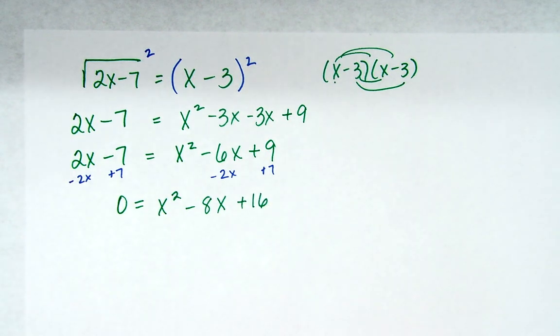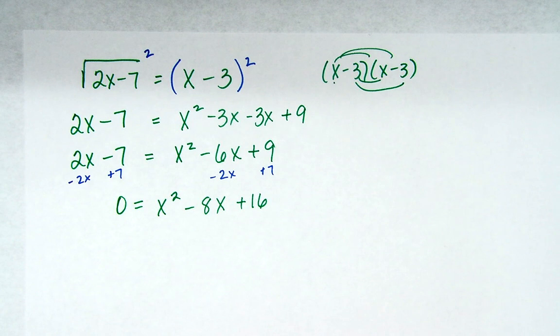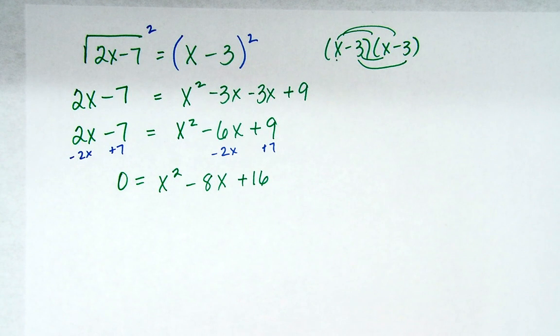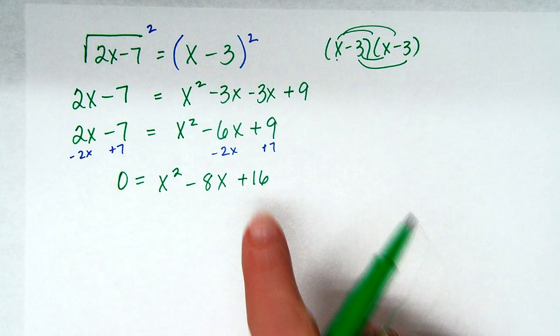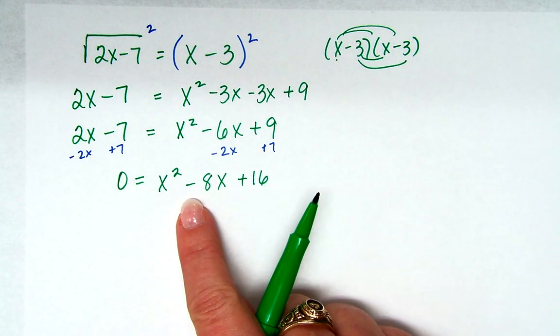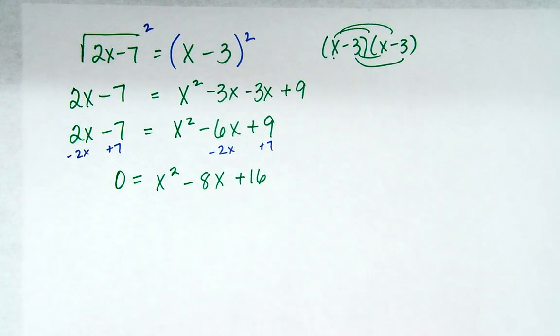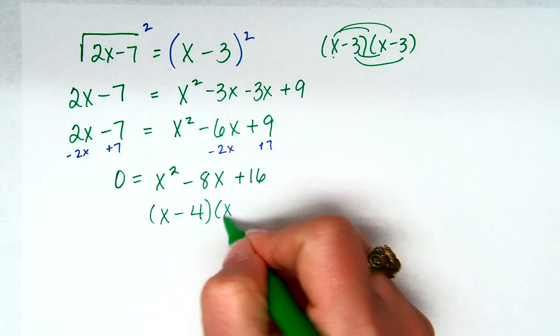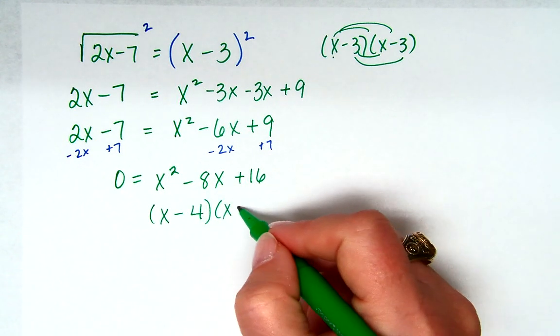If it's a quadratic, how many answers should I get? 2, because the fundamental theorem of algebra says your highest exponent is how many answers? So how should I try to solve this? Yeah, factor. I should always try factoring first, right? It's usually the easiest. What two numbers multiply to be 16 and add to be negative 8? Negative 4 and negative 4, right?